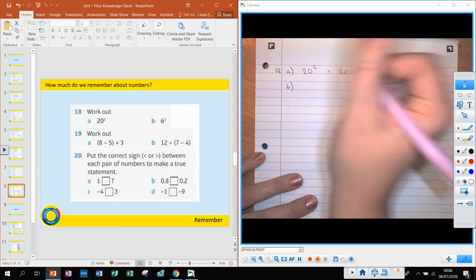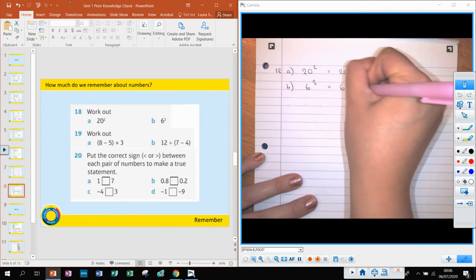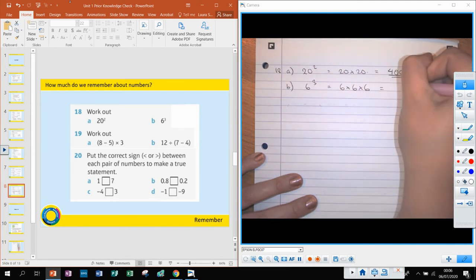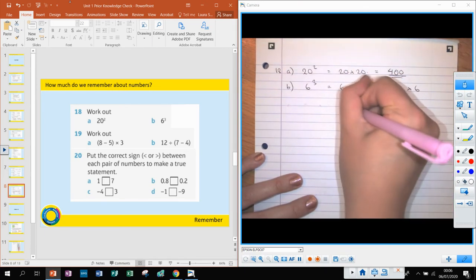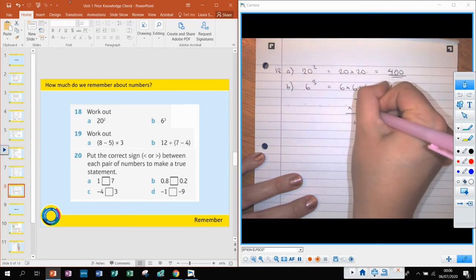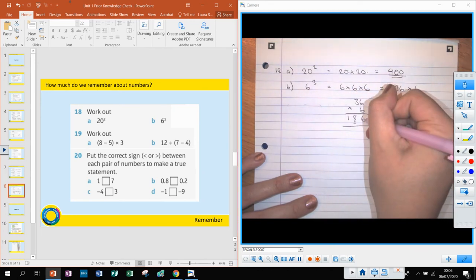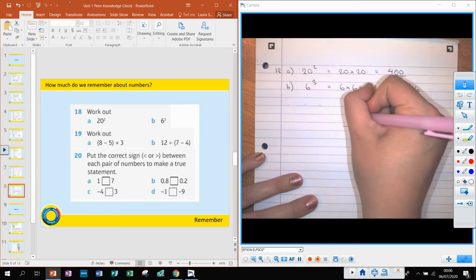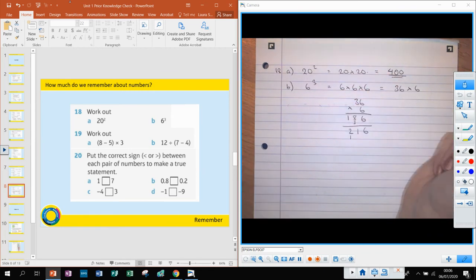Part B, 6 to the power of 3. So that's 6 times 6 times 6, which gives us 36 times 6. If you can't do that in your head, it's not a problem. Write it out like this. 6 times 6 is 36. Carry the 3. 6 times 3 is 18. Let's add that up. 6 plus 0, 8 plus 3 is 11, carry the 1, and then a 2. So that's 216.